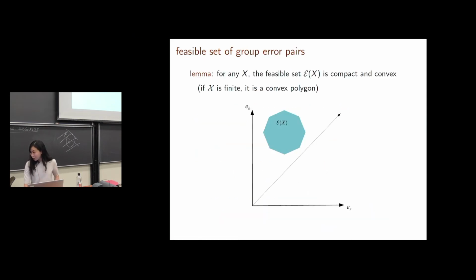All right, so now let's actually characterize it. So first, a quick lemma. For any covariate vector x, the feasible set is going to be compact and convex. If the set of possible realizations of this covariate vector is finite, it's a convex polygon like the one depicted here. And there's a couple of important points here that I want to point out. So also, by the way, we have group R's error on the x-axis and group B's error on the y-axis. I'm going to show you many pictures that look like this.